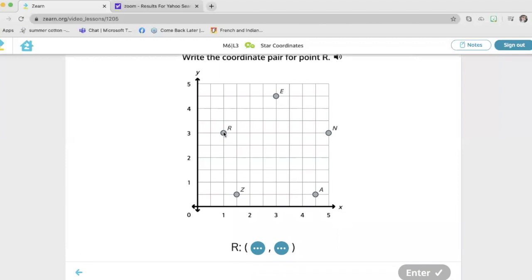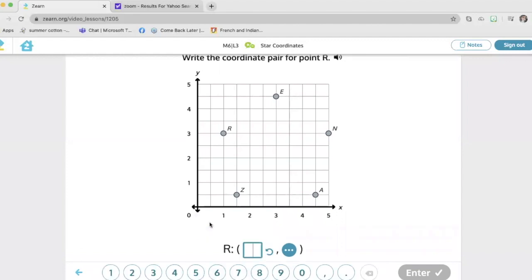It wants us to plot R first. So if I go over on my x-axis, because it's first, I know R is at 1. And if I go up, it's at 3. So R would be (1, 3).